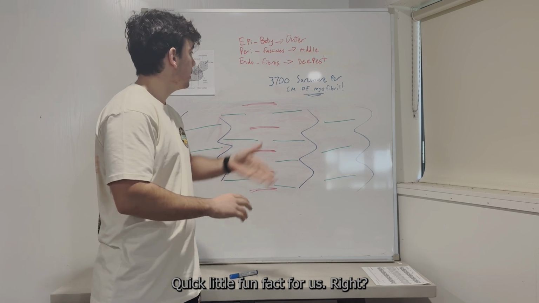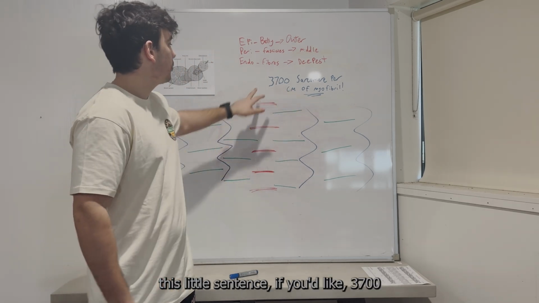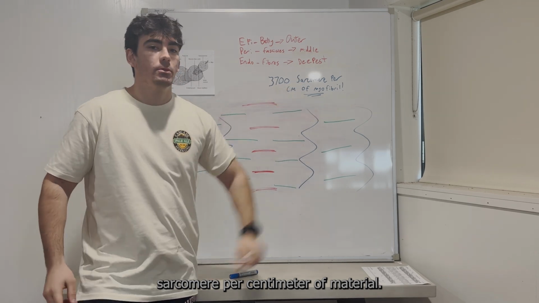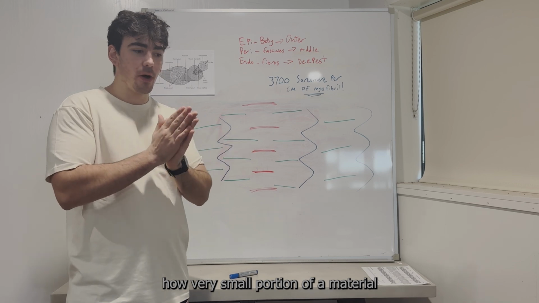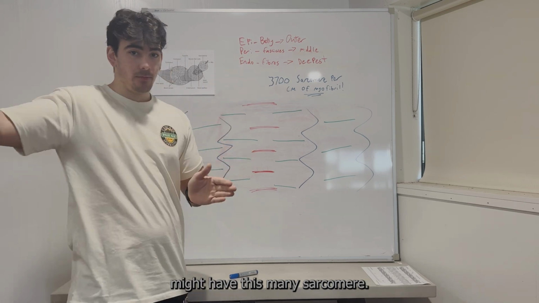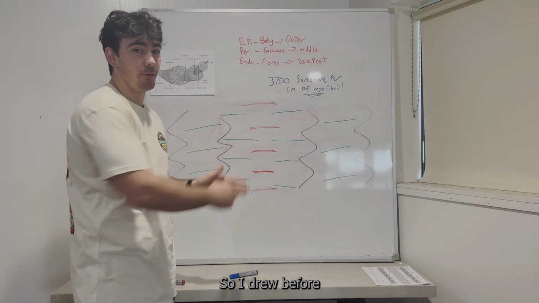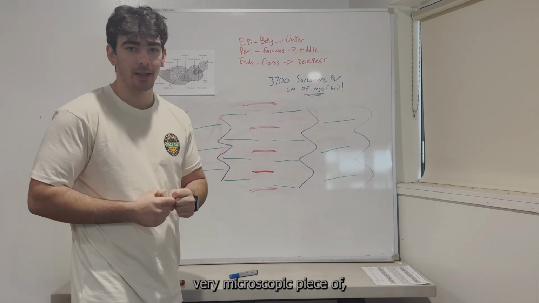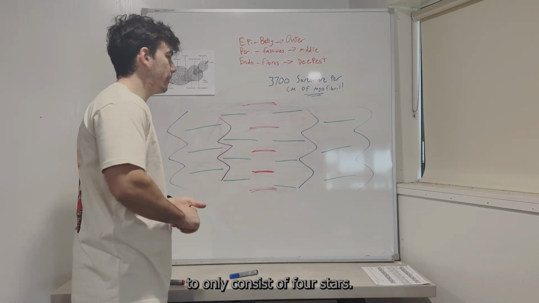Anyway, so we've got the sarcomere here. Quick little fun fact first, right? We've got this little sentence here: 3,700 sarcomeres per centimeter of myofibril. I was just mentioning before how a very small portion of a myofibril might have this many sarcomeres. Well, there you go. That's the exact number. So what I drew before must have been a very, very microscopic piece of myofibril to only consist of 4 sarcomeres.